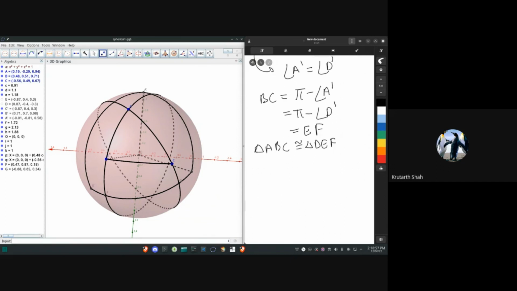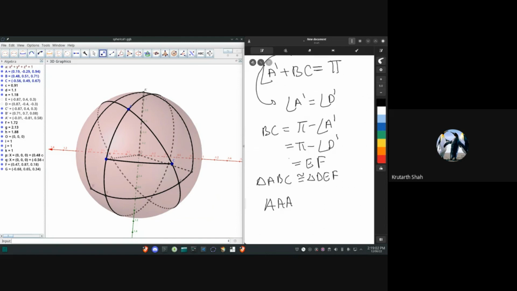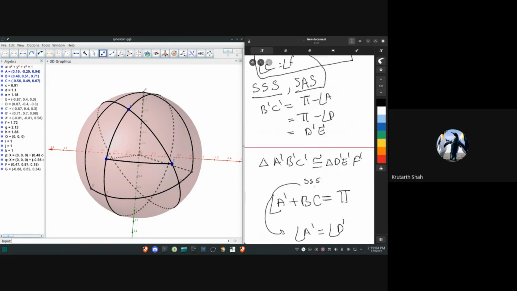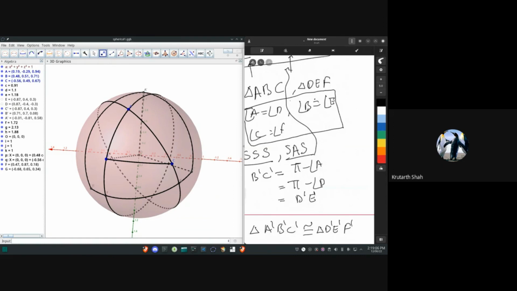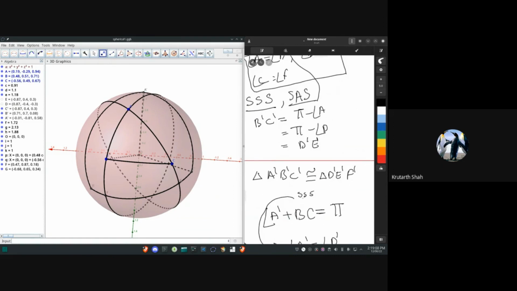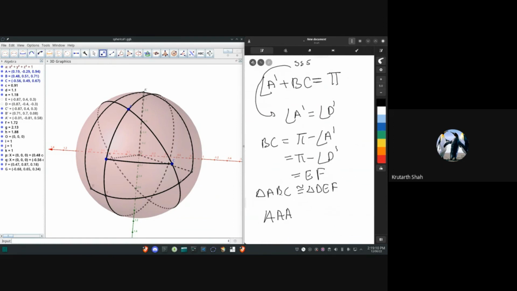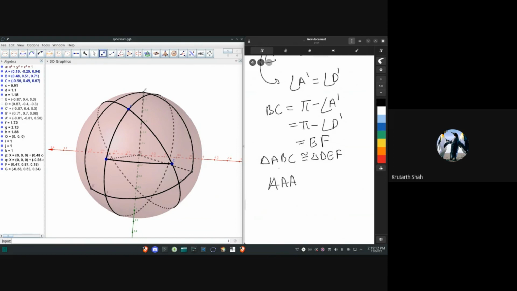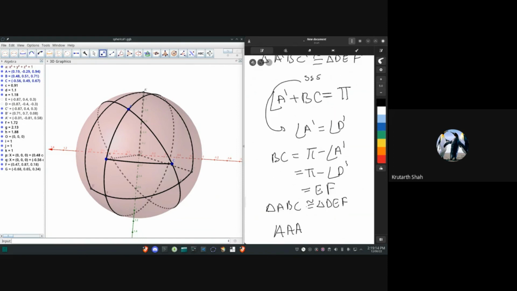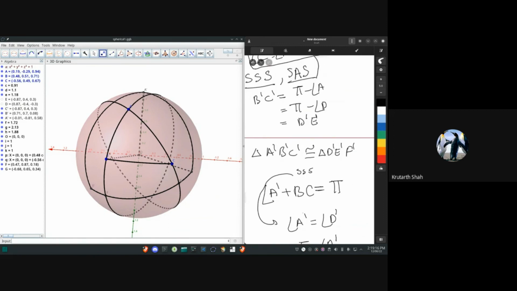So basically, in spherical geometry, we have AAA congruency due to this. Since all the angles are equal, we have that they're congruent. Did you understand the proof? I'll repeat it once again if you want.